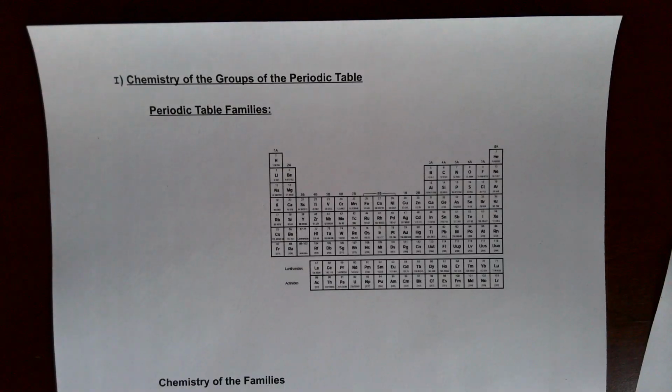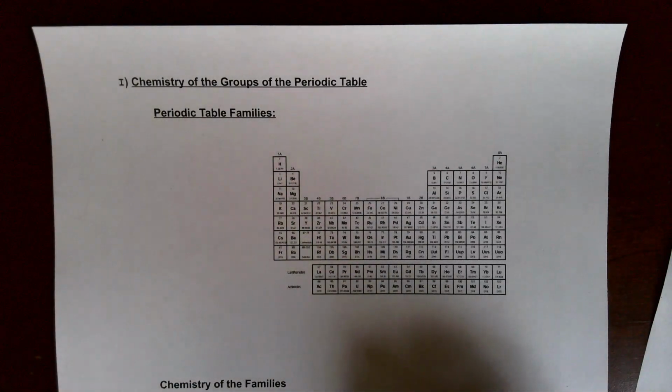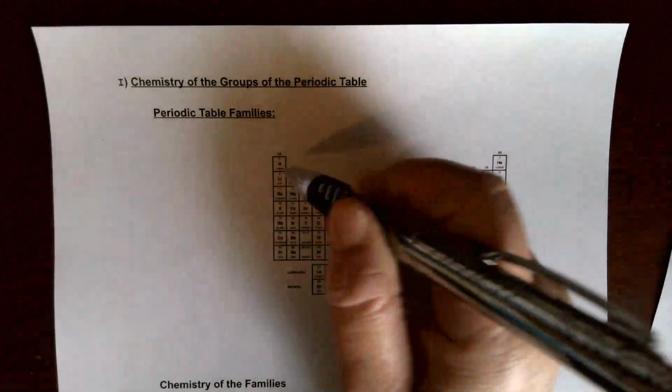In this video lesson, we are going to explore the chemistry of the groups of the periodic table, the chemistry of the families, states of matter, allotropes, and a few other odds and ends. Periodic table families. Let's talk about just naming some of the families that have similar properties.